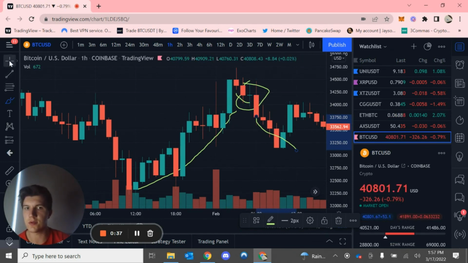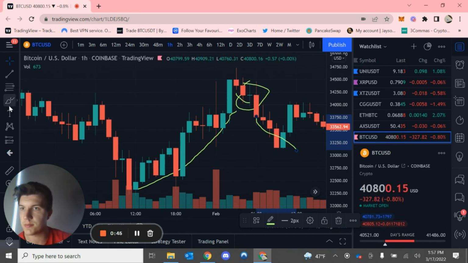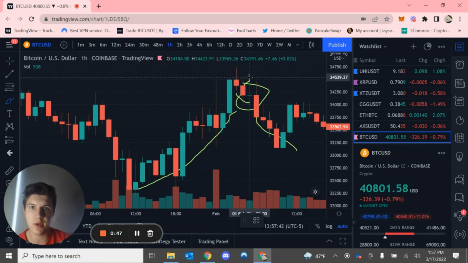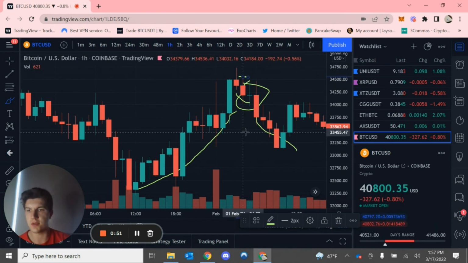What you guys can do is see once this doji confirmed, you can enter on the next candle open, put your stop loss above the previous candle, and just ride the trend down.